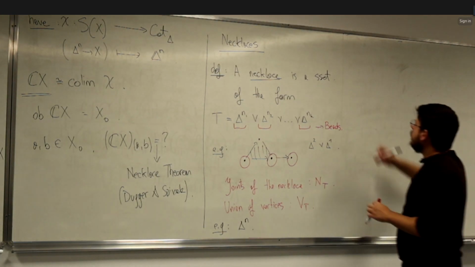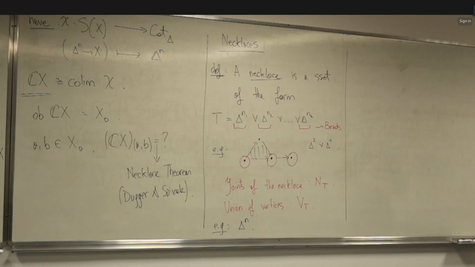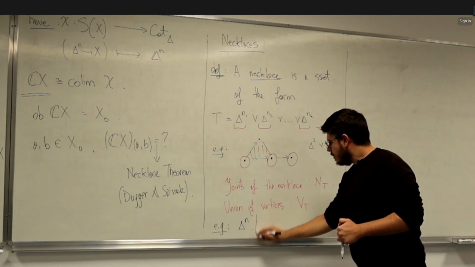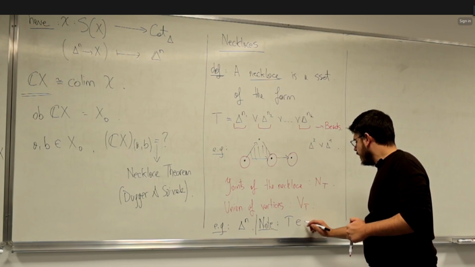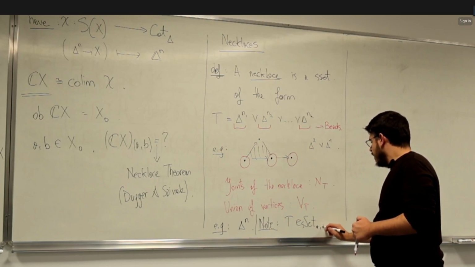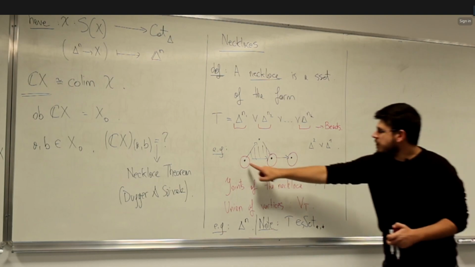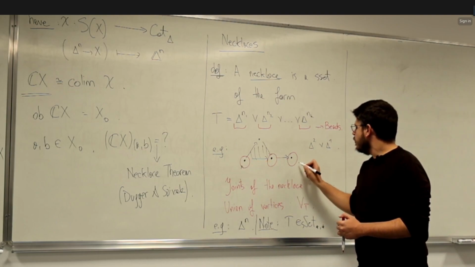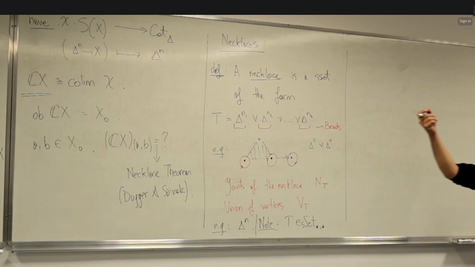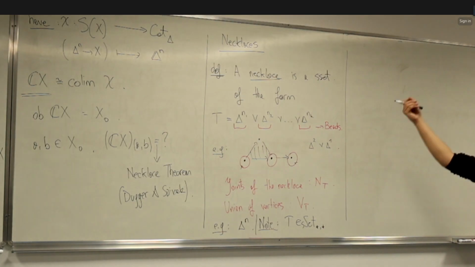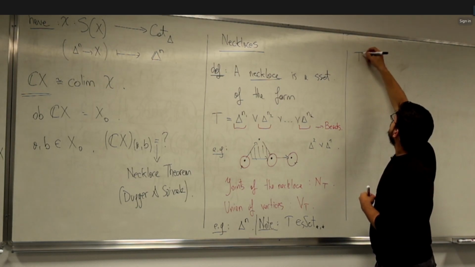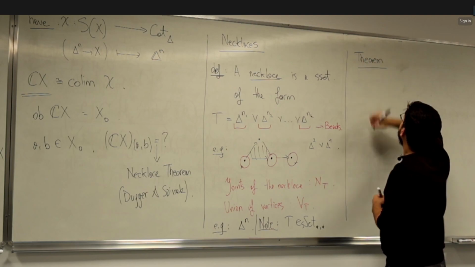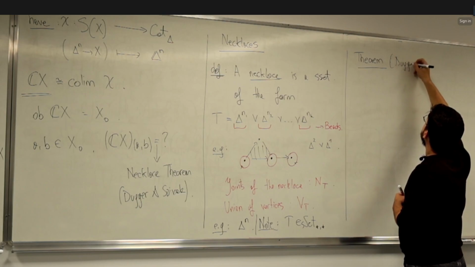Okay, so typically, let me write it as a note here. Typically we consider a necklace as a bipointed simplicial set, meaning this first and last vertex are sort of marked. So it has an initial vertex and a terminal vertex. Pretty clearly we can make that consideration. Okay, so now I can state this theorem. And so Dugger and Spivak.